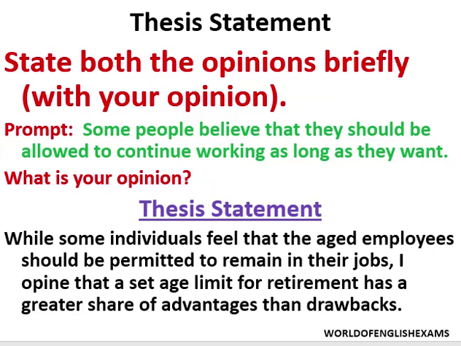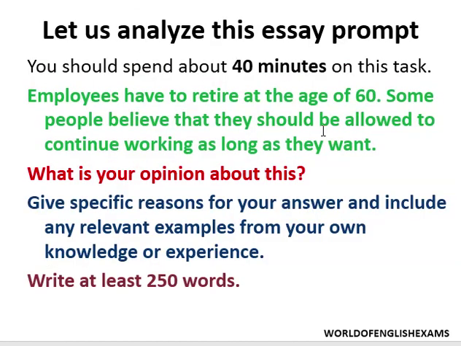So what are the given views here? Clearly it is given that some people believe that they should be allowed to continue working as long as they want. So it indirectly states that others are not supporting this opinion. Others are believing that a set age limit should be made mandatory. So the two opposing views here are whether the senior workers should retire at the age of 60 or whether they should continue working. So these are the two contrasting opinions.